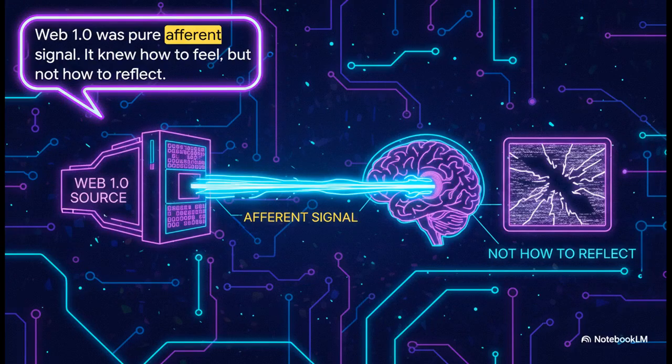And this is the key idea for that whole era. Web 1.0 was pure afferent signal. Now, in neuroscience, that just means information flowing one way, inward, like a nerve in your finger sending a hot signal to your brain. The web could feel a click, but it had no ability to think about it, to reflect, or to talk back.